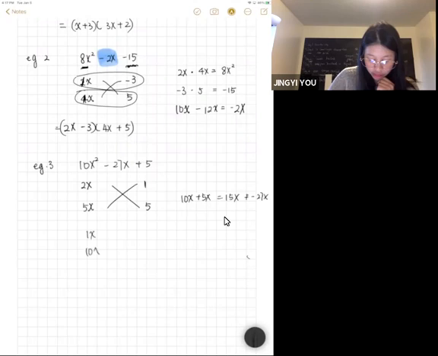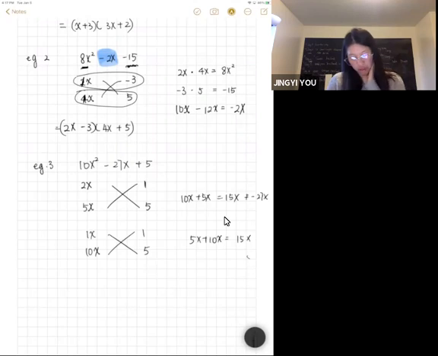1x and then 10x. 1 and 5. So I have what? 5x plus 10x is equal to 15x. Still, that's not right because it's still far away from negative 27x.